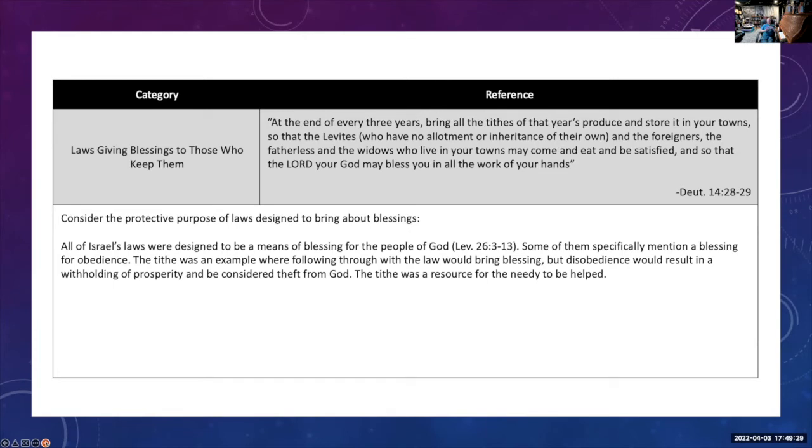Next, laws giving blessings to those who keep them. Again, consider the protective purpose of laws designed to bring about blessings. All of Israel's laws were designed to be a means of blessings for the people of God. Some of them actually specifically mention a blessing for obedience. The tithe was an example, as in this text, where following through with the law would bring blessing, but disobedience would result in a withholding of prosperity and be considered theft from God.